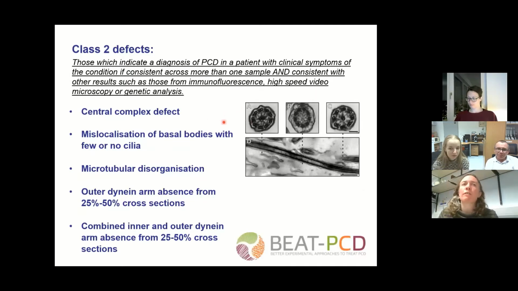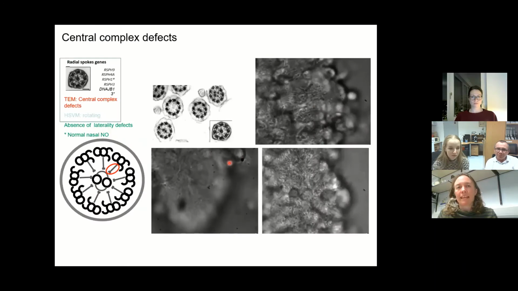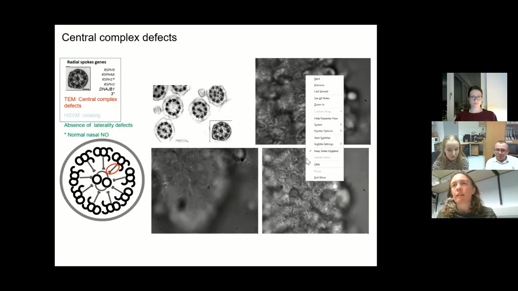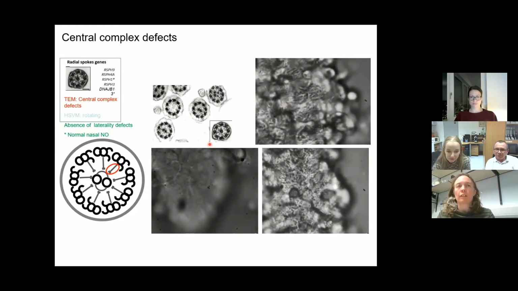So now moving on to the class 2 defects. The first one I'm going to talk about is the central complex defect. And the central complex defect is associated on high-speed video with these circular motions, which I don't know if I can get it to play. Anyway, associated with the cilia circling rather than doing a back and forward motion. Patients don't tend to get laterality defects because of the way the cilia beat in the node being very similar to this circular motion. And when you look by electron microscopy, you see a number of findings.